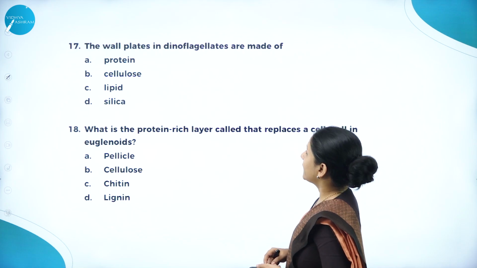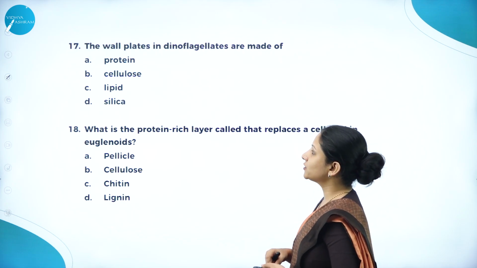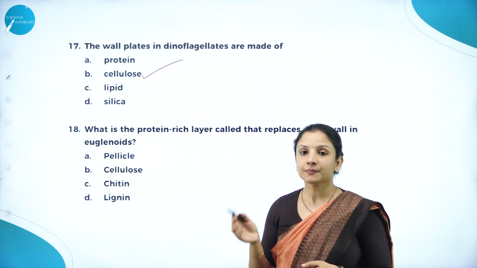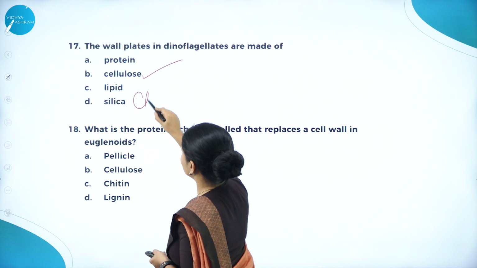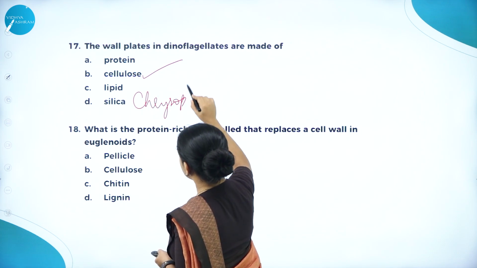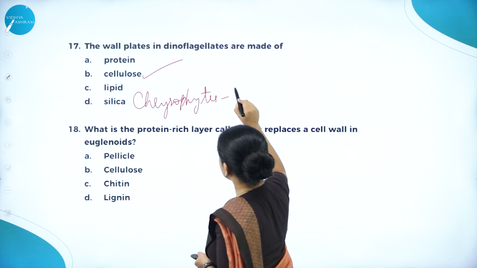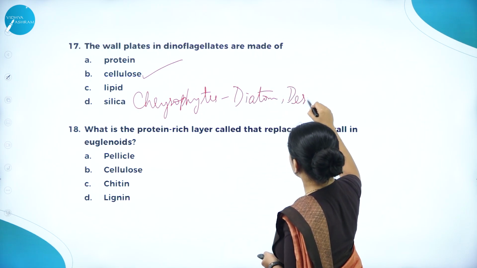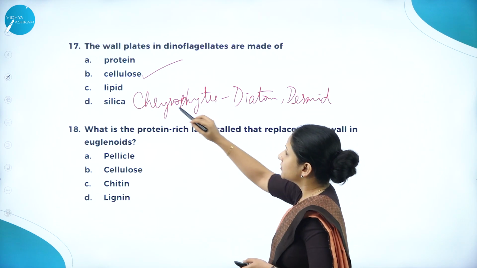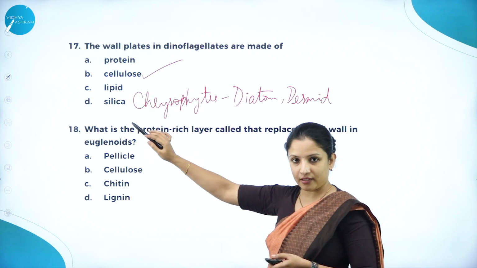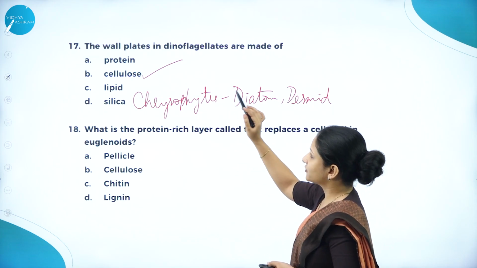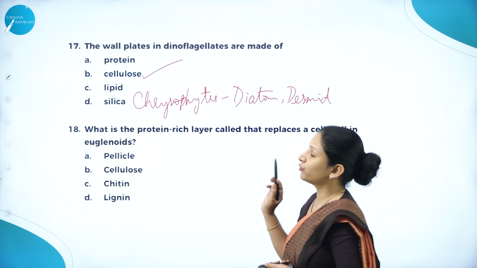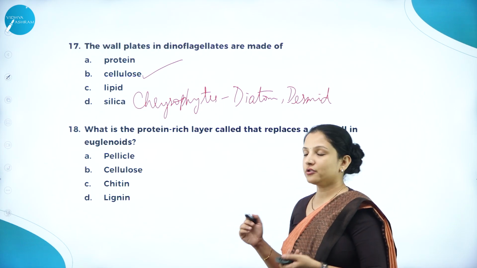So the wall plates in dinoflagellates are made of protein, cellulose, lipid, silica. It is cellulose. They are made up of cellulose. Silica is in diatoms, or it is in chrysophytes. Remember, chrysophytes. Examples for chrysophytes are diatom, desmid. Cellulose is the content that is present in the wall plates of dinoflagellates, or they can ask, the wall plates in Gonyaulax are made up of. So like that, the question can also be framed.